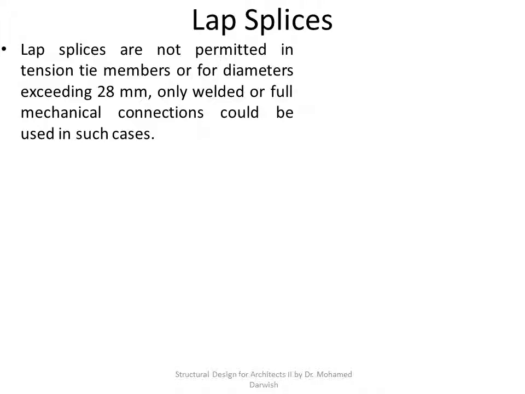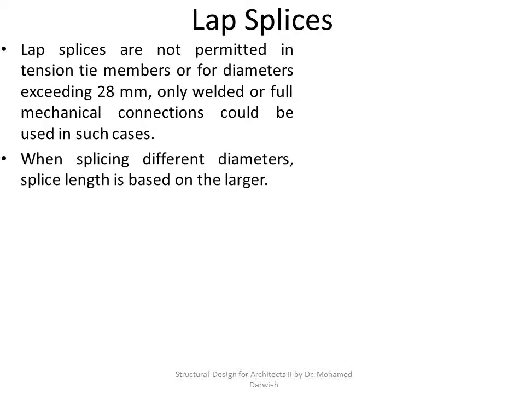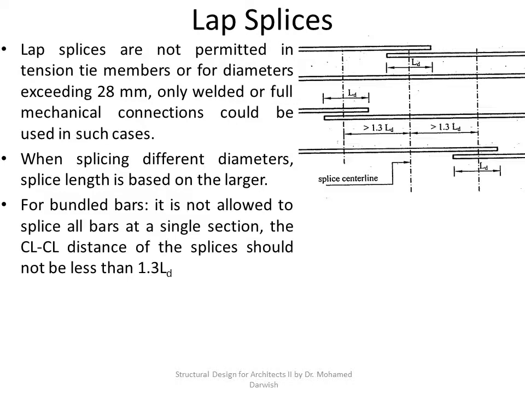Lap splices. Lap splices is what's called in Arabic al-ashayr, and the single form of it is ishara. This is where you have one bar ending and another bar starting, and there is an overlap between them. Again, this is not allowed in tension tie members. So if you're talking about a tension column, for example, which is a very rare case. However, when splicing different diameters, the length is based on the larger one for sure.